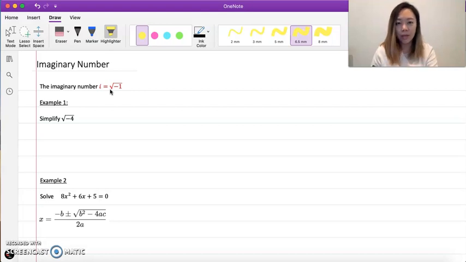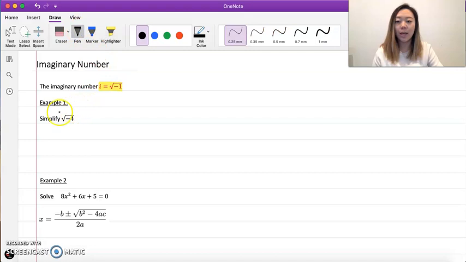Because remember in the beginning of the year, I had told you when we're learning about square roots and cube roots that we can't take the square root of a negative number, right? But actually I lied, you can. And the square root of a negative number, as you can see here, is called the imaginary number. And the imaginary number, like I said, which is notated by the letter i, is equal to the square root of -1. So using this information, let's go ahead and take a look at an example.